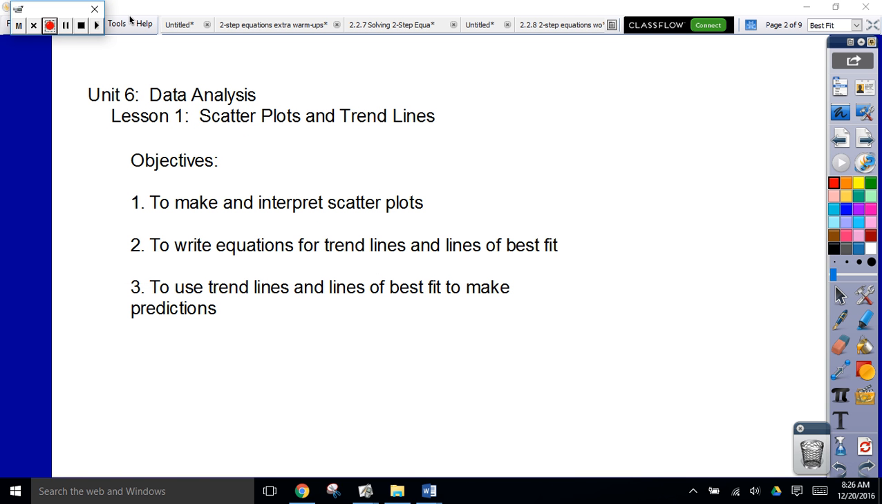Okay, I am going to record this lesson. So today's objectives, we're going to talk about making and interpreting scatter plots. We're going to write equations for trend lines and lines of best fit, and then use those lines to make predictions.